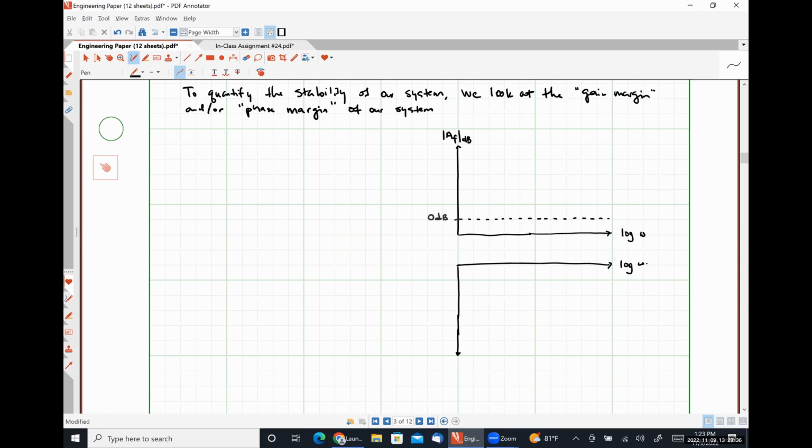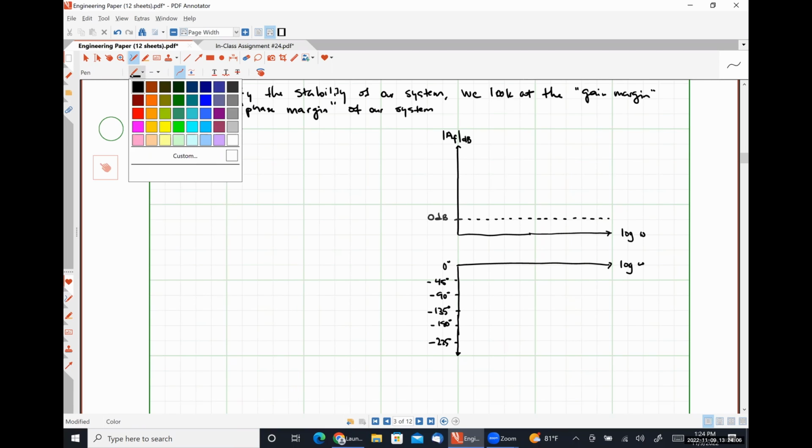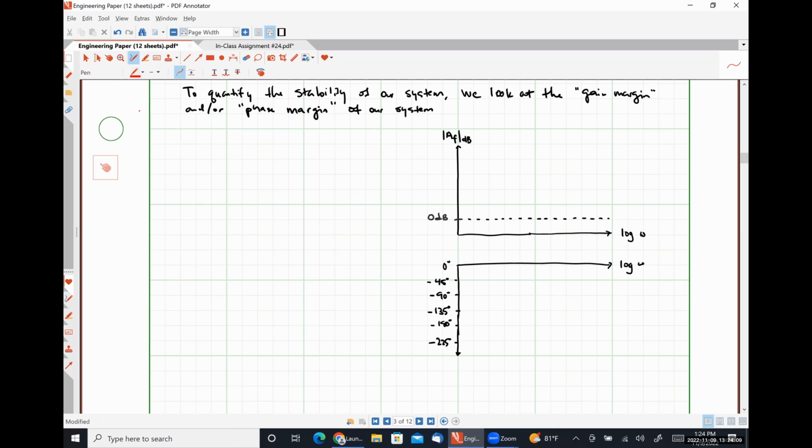So this is the log of omega, 0 degrees, negative 45, negative 90, negative 135, negative 180, negative 225, etc. Okay. All right, so just going to draw a frequency response diagram, and then we'll interpret as we see fit.